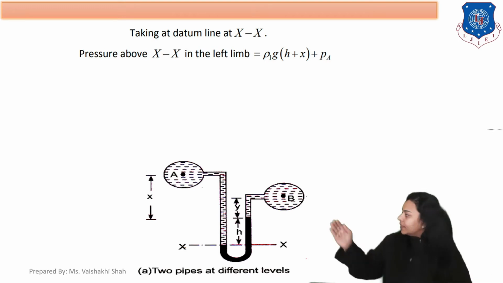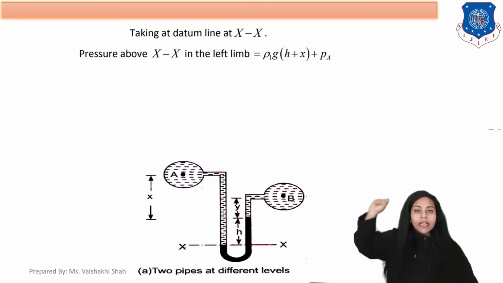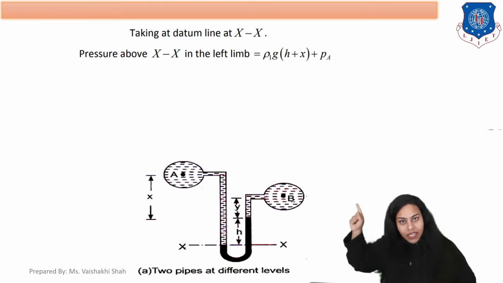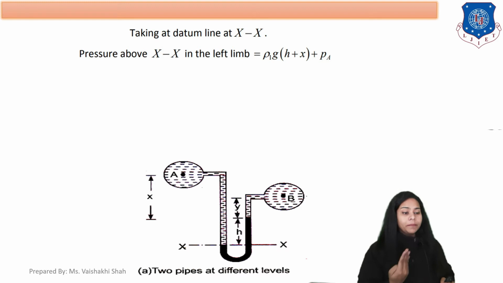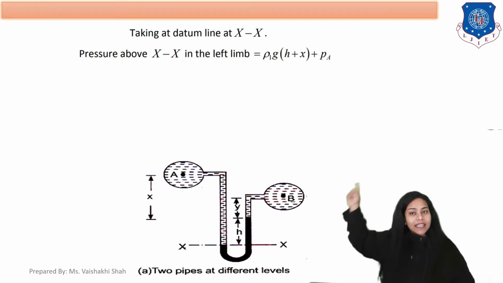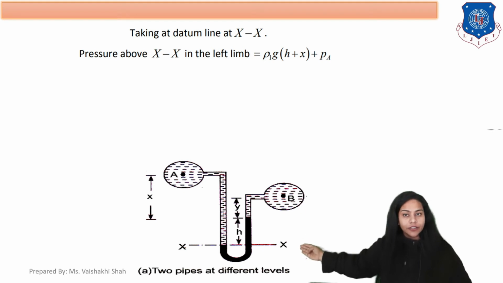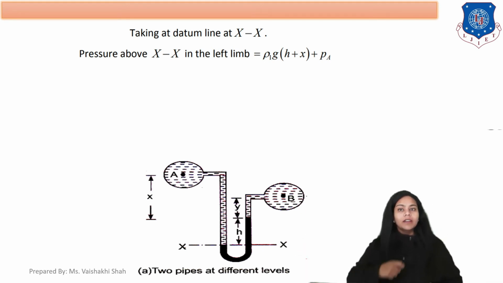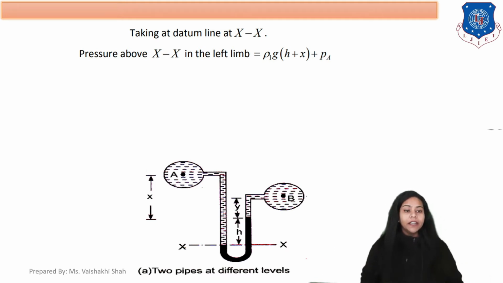Now, second pressure, as we know the equation for pressure, P equals rho G H. In the left column the density is rho 1, gravitational acceleration is G, and what is the height in the left column? In the left column in pipe A, what is the total height up to XX? That is X plus H. So the pressure above XX in the left limb is rho 1 into G into (X plus H) plus PA. Okay, clear?